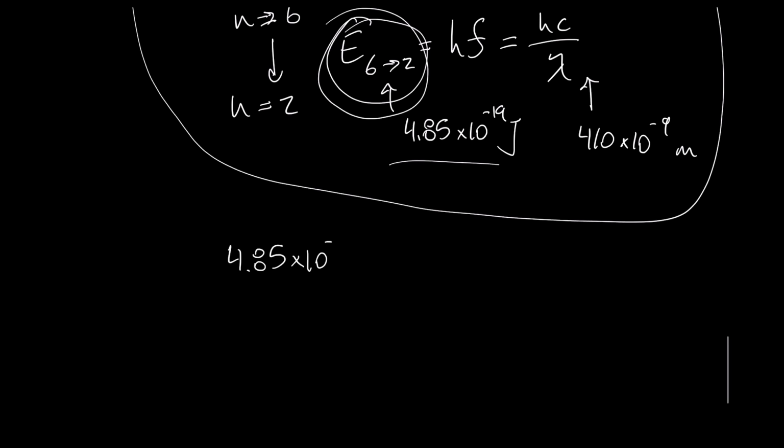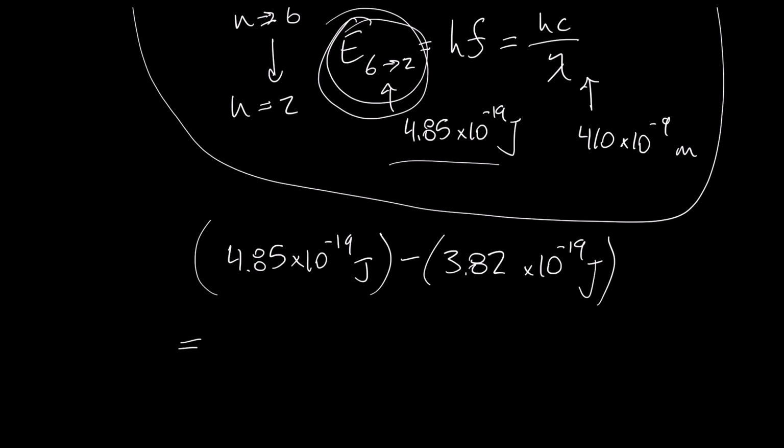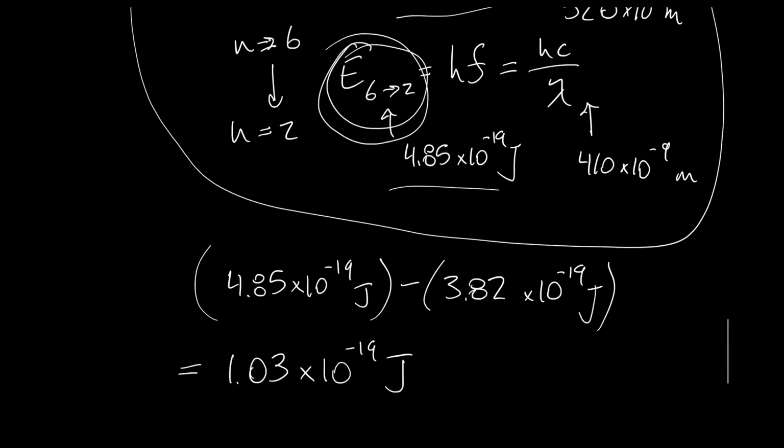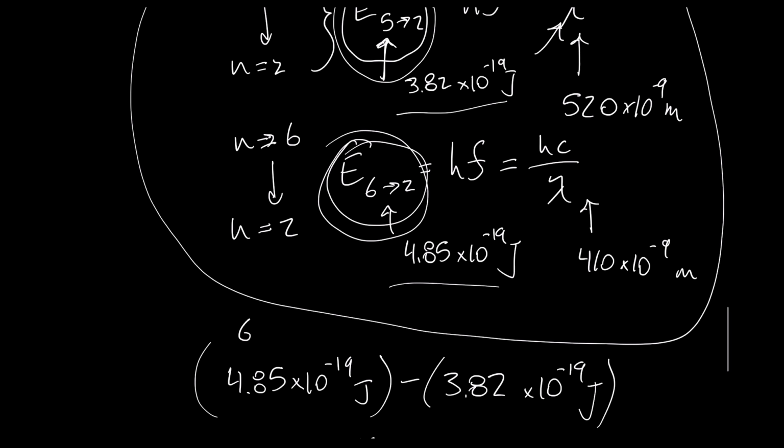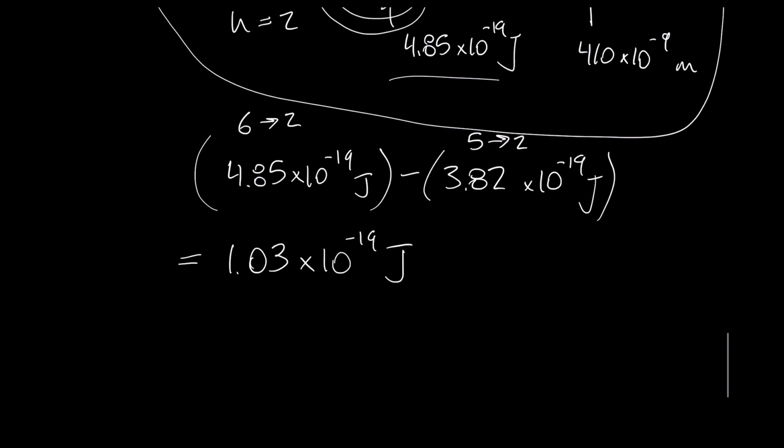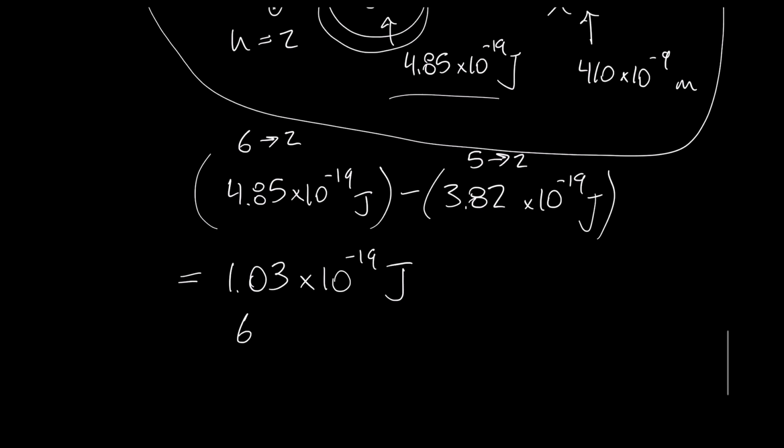So anyway, what's happening here is that they're taking 4.85 times 10 to the negative 19 joules and subtracting from this 3.82 times 10 to the negative 19 joules. The answer they get is 1.03 times 10 to the negative 19 joules, right? Why are they taking this energy difference? Well, remember, this energy was from 6 to 2. This one was from 5 to 2. So when you take the difference here, it's almost like you're asking, what is the energy of going from 6 to 5? You see what I'm saying?